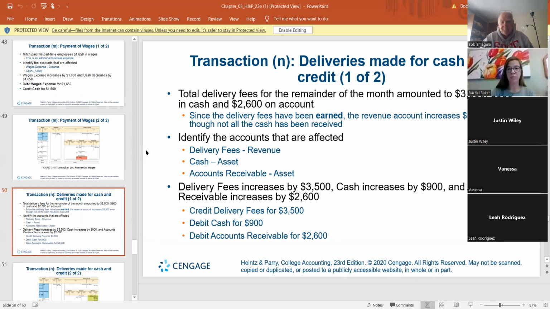So let's see here. Delivery fees were $3,500. Well, cash is going to go up. Cash will be debited $900. Accounts receivable debited $2,600. And delivery fees would be credited for $3,500. All of these increases. All of those are increasing transactions.